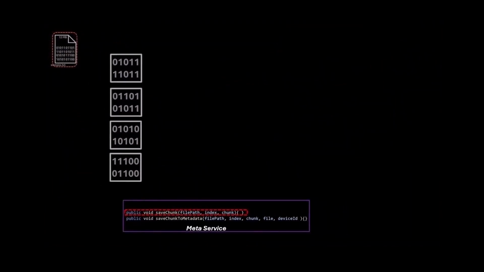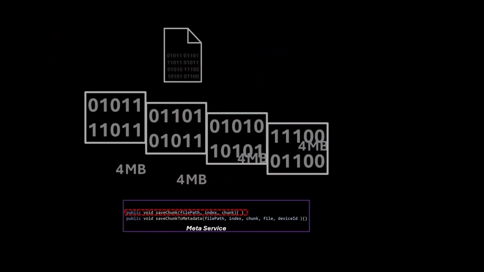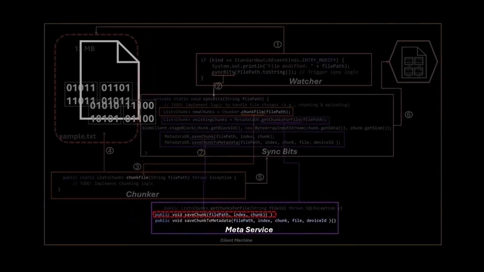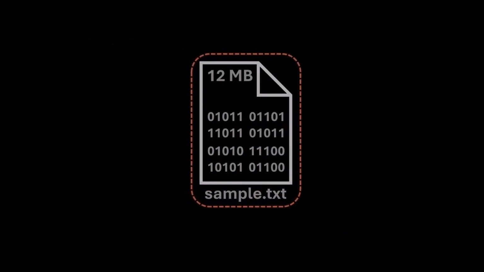So likewise, this is the segregation of the sample.txt file, and this is what the chunker has sent to the sync bit service. It's a list of the chunks, new chunks, right? We are iterating the list of chunks one by one and sending each object of new chunks to the meta service to save that particular chunk to the local meta store. Again, this is the segregation of the file, and once the segregation is done in the 7th step, we are passing those details to the save chunk. Now let's understand what's happening inside step number 8.